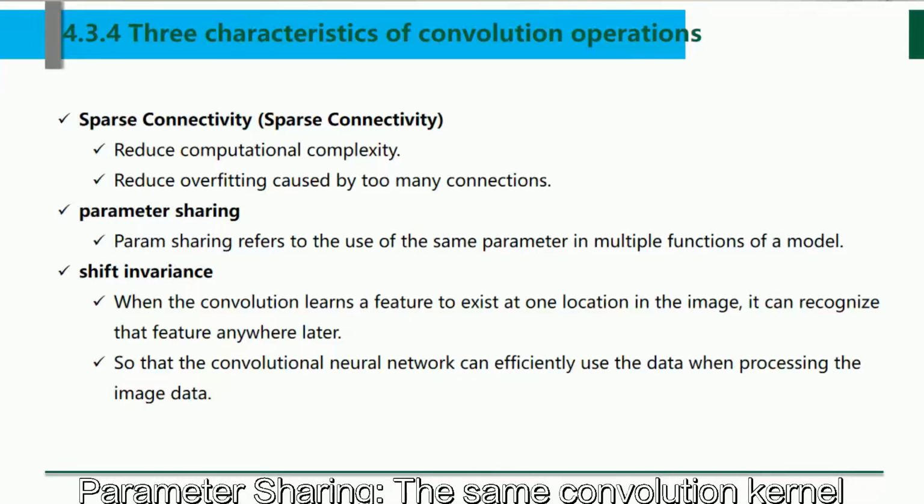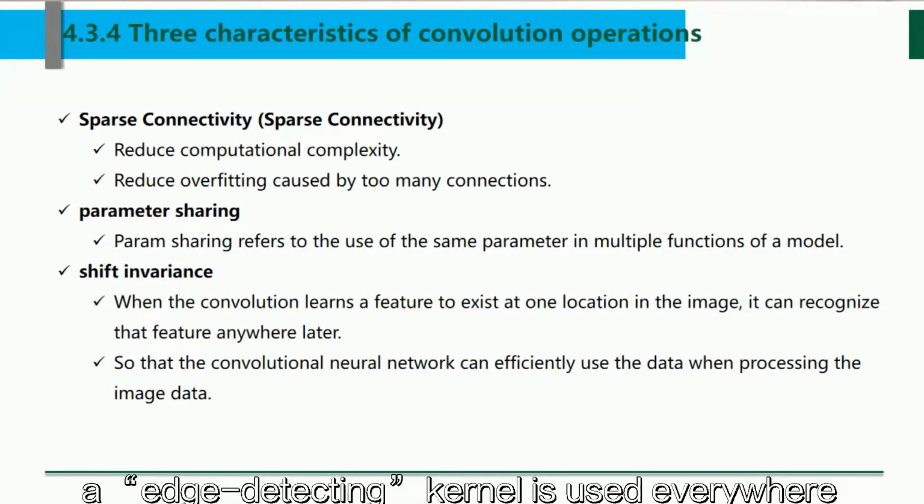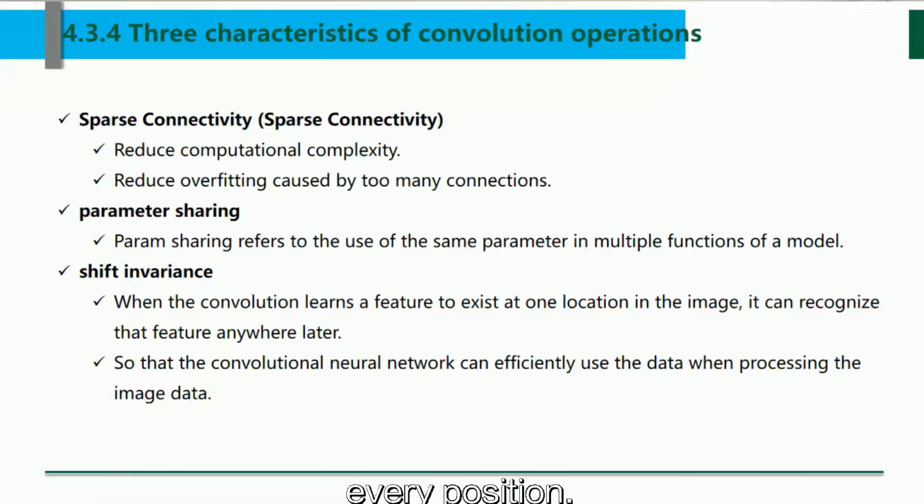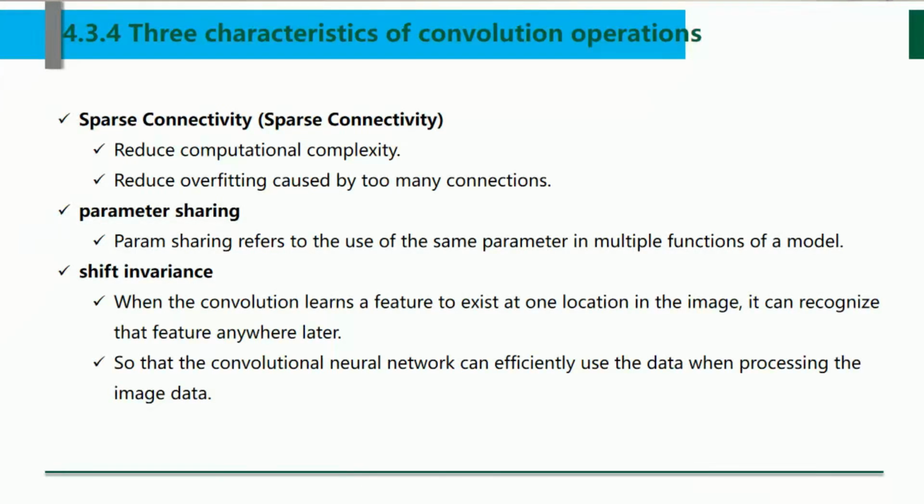Parameter sharing: the same convolution kernel is used across the entire input. For example, an edge-detecting kernel is used everywhere in the image. We don't need a new kernel for every position. This drastically reduces the number of parameters.